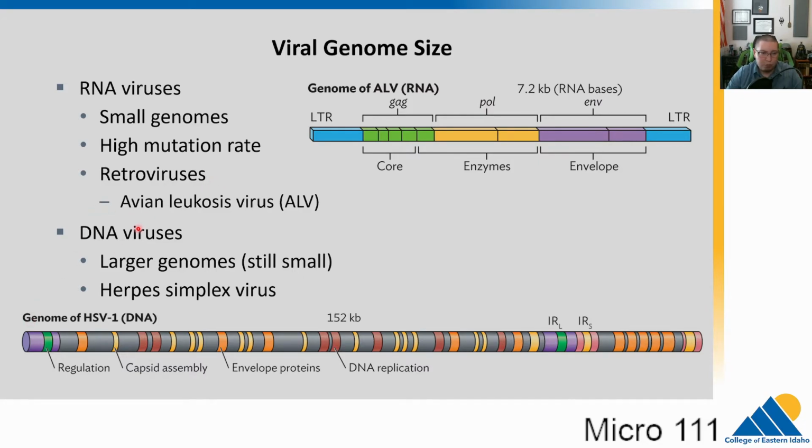DNA viruses tend to be larger, but they're still small. This is 150,000 base pairs, which is about the size of a plasmid that we would see. A bacterial genome is about 5 million base pairs. So there's all kinds of different proteins that are encoded in here. There's much more complicated regulation that can go on. This is a genome of herpes simplex virus, which can lay dormant in human cells for long periods of time.